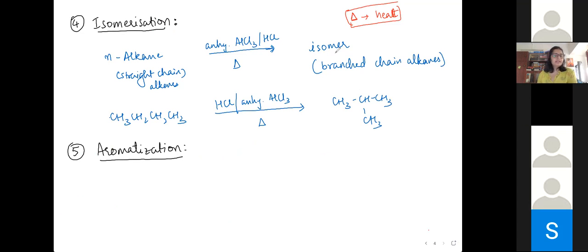You can't tell. You might get a mixture of products. Basically, you end up getting isomers of the alkane that you take. Treating it with this particular reagent will create branch chain. So if you ever had to write it, you just write all the possible isomers.